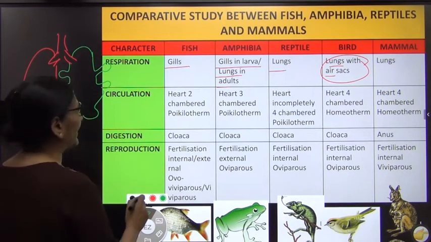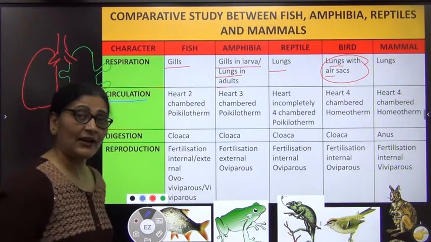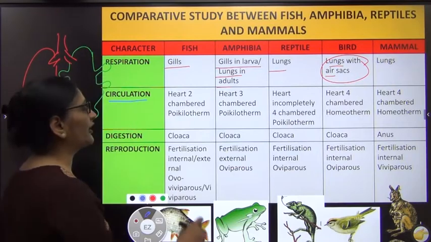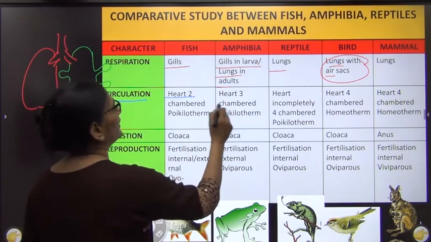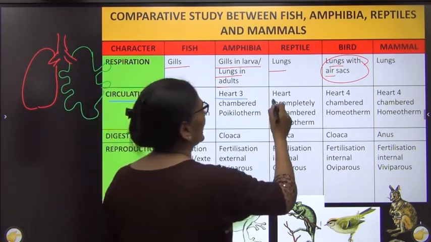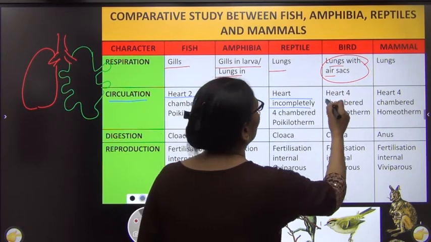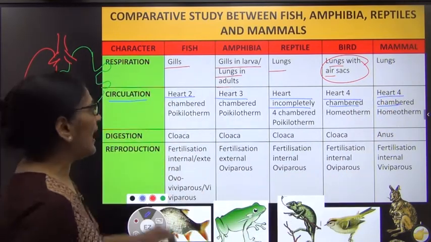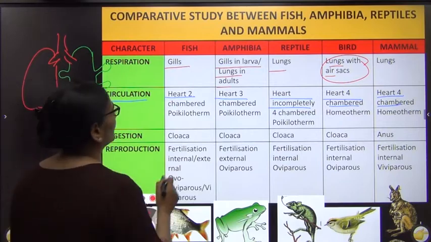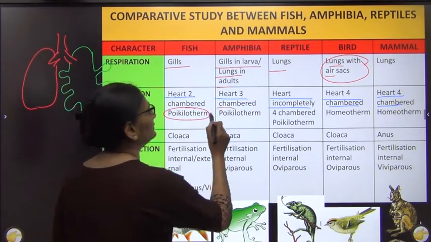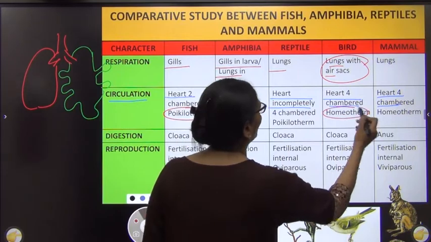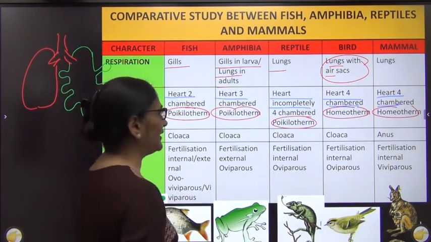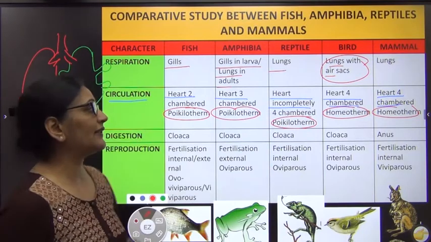Now let us come to the next point, that is circulation. I have already told you that we all have a ventral heart, and I have already told you earlier that heart is 2-chambered in fish, 3 in case of amphibia, incomplete 4 in reptiles, and completely 4-chambered in birds and mammals. अब यहाँ पर आप देखोगे, मैंने एक और term आपको बताया, one is called as poikilotherm and the other is homeotherm. ठीक है, मैंने लिखा है आपका कि fish, amphibia and reptile they are poikilotherms, और उसमें लिखा है they are homeotherms.